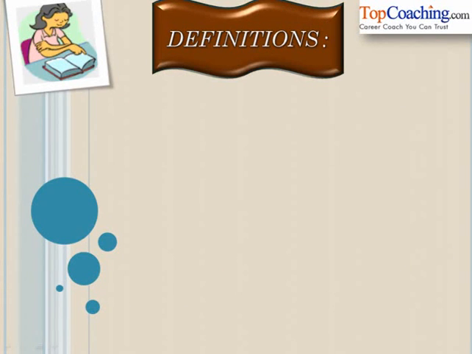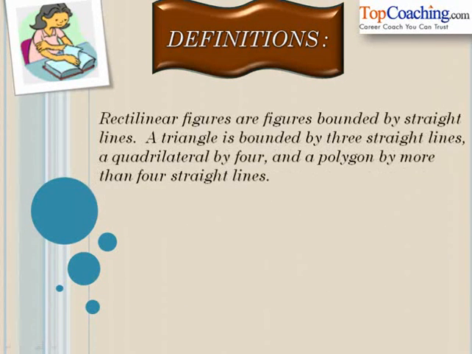Now, rectilinear figures are figures bounded by straight lines. A triangle is bounded by 3 straight lines, a quadrilateral is bounded by 4 lines, and a polygon by more than 4 straight lines. So we can say that rectilinear figures are figures which are bounded by straight lines. So any figure which is bounded by straight lines is known as a rectilinear figure.